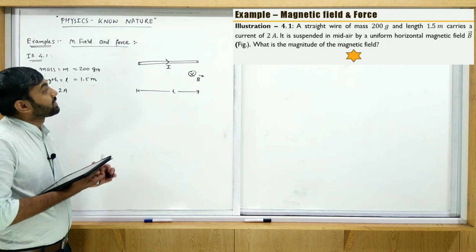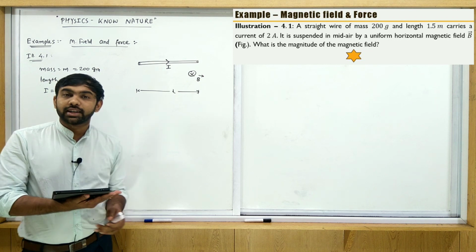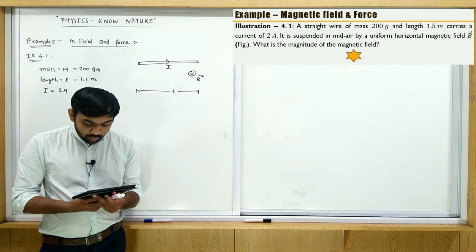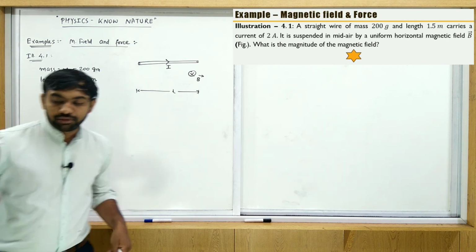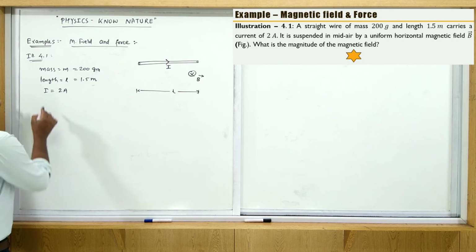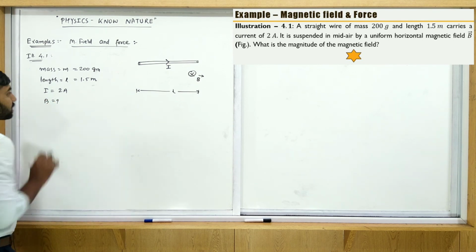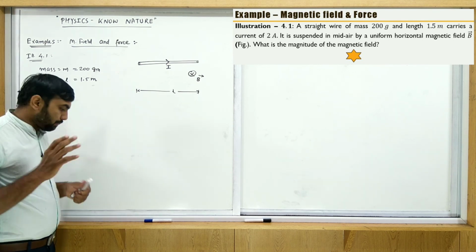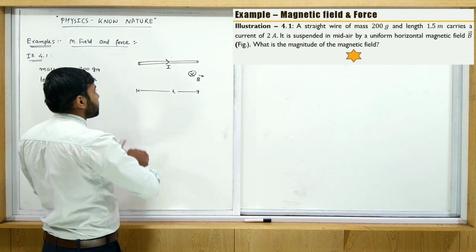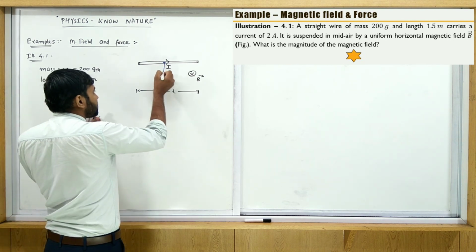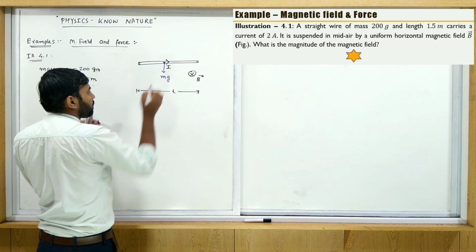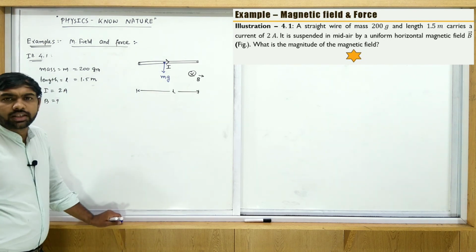So this wire is suspended, means net force on the wire is what? 0. Then what is the magnitude of this magnetic field? So we have to find out the value of B. If this wire is suspended, then what happened here? See, there must be one force applied in the downward direction. Which one? mg. So mg is always in the downward direction.